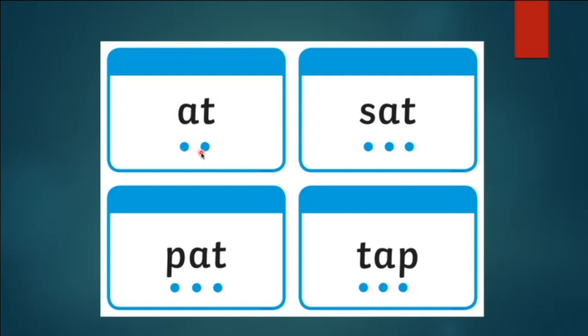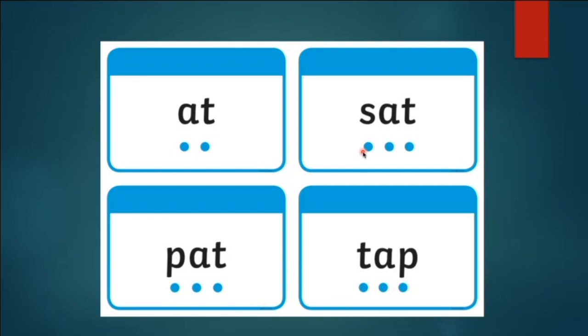Now, this word has two sounds again. Say it. At. Can we say it even faster? At. At. So what's the word now? The word is at. You're right. Okay, good job, children. Now let's move on to the next word.